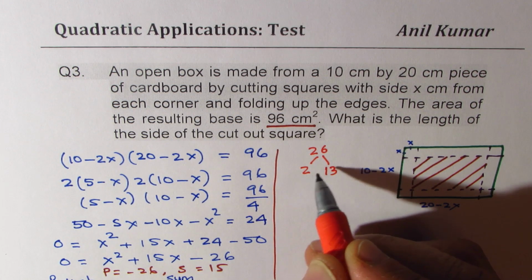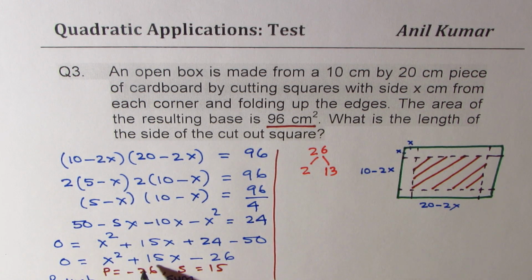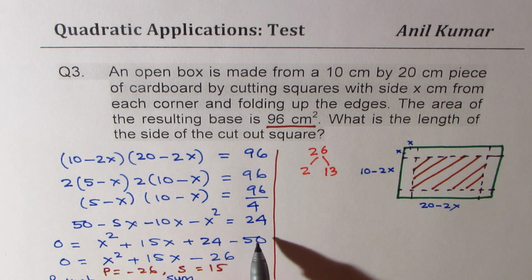2 times 13 gives you 26, and if we want positive here, in that case, okay, so this is negative, so that means we are multiplying, bigger number is negative and the smaller one is positive. So how do you factor this now? 26.